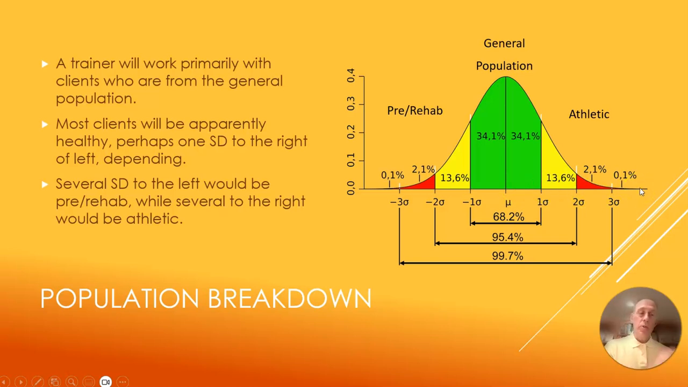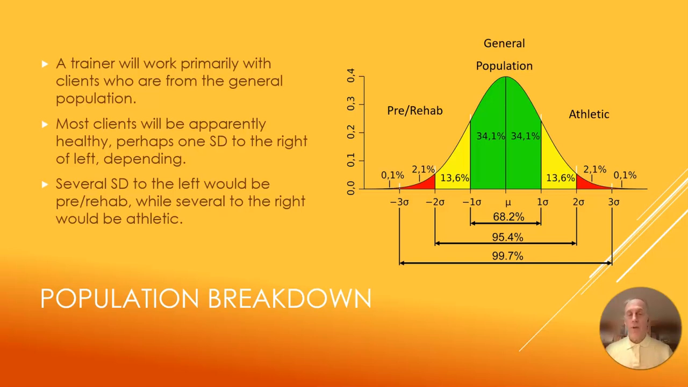If you go the opposite direction and start talking about the people who play football on Sundays or run in the Olympics, you're talking several standard deviations out to the right. For most of the people that you're going to come in contact with, they're going to be right here in the green. Perhaps you'll have a few college level athletes or high school age athletes that you'll work with in here.